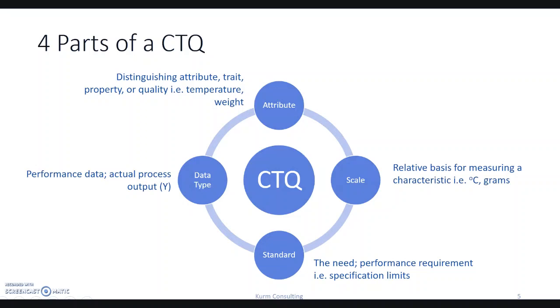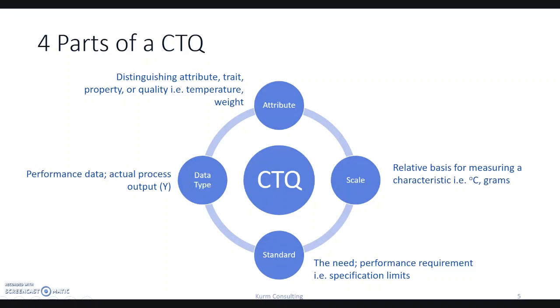Then, of course, you need a standard. So what is the standard that the customer is demanding? Is there a specification that they demand? Do they say, hey, listen, I don't want to wait for a cup of coffee much longer than 3 minutes? Maybe that's the upper spec limit. They want the cup of coffee to be hot, but not too hot and not cold. So they might give you a specific specification.